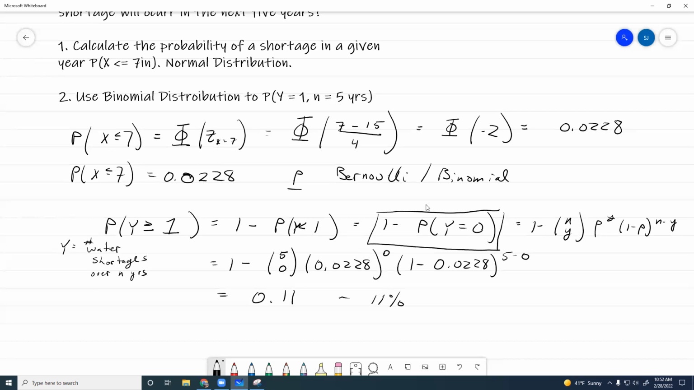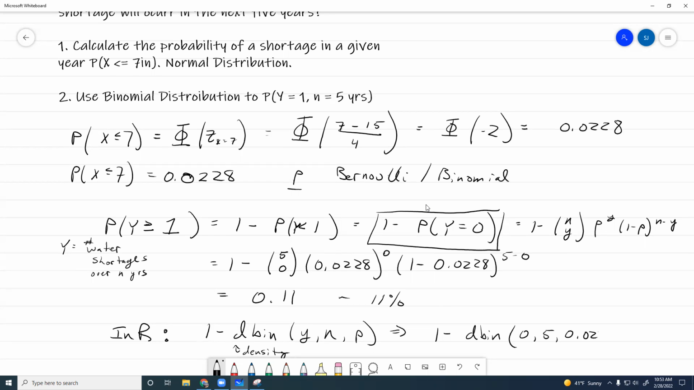And then I will show you how to do this in R very quickly. This would be 1 minus dbinom, so d for density, or the PDF function, binom for binomial. And then the arguments for that are y, n, and p. Those are the 3 variables that you need to plug in. So you'd say 1 minus dbinom, 0, 5, and 0.0228. And then that'll do the calculation for you.